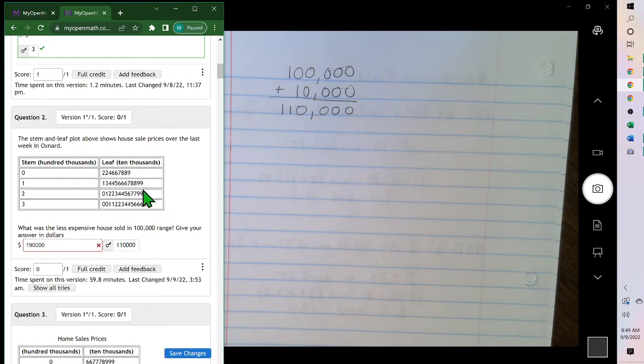If we went with this one, it would be the most expensive house. So it would be 100,000 plus 90,000, 190,000 would be the most expensive house in the 100,000 range. The next would be 200,000, and this would be 300,000. So the most expensive house would be $380,000, and there was 2 of them sold.